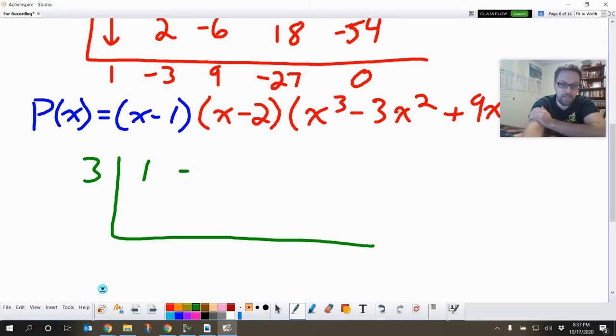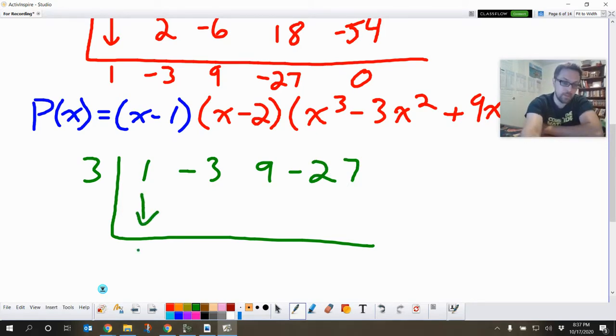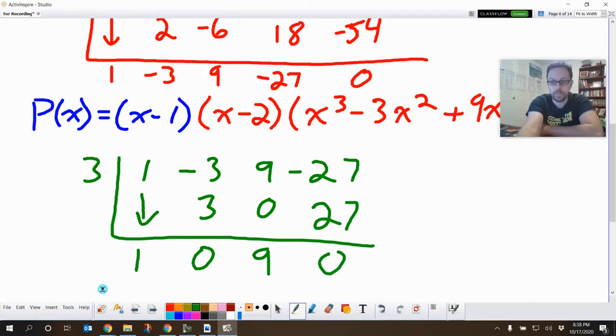All right. Leading coefficients. Oh my gosh, it's so much less beefy now. Drop this 1, so that's 1. I almost wrote 3. 3 times 1 is 3. Add these together, we get 0. 3 times 0, that's going to be 0. And those together we get 9, and 3 times 9 we get 27, and we get 0 again. Good, good. Okay.